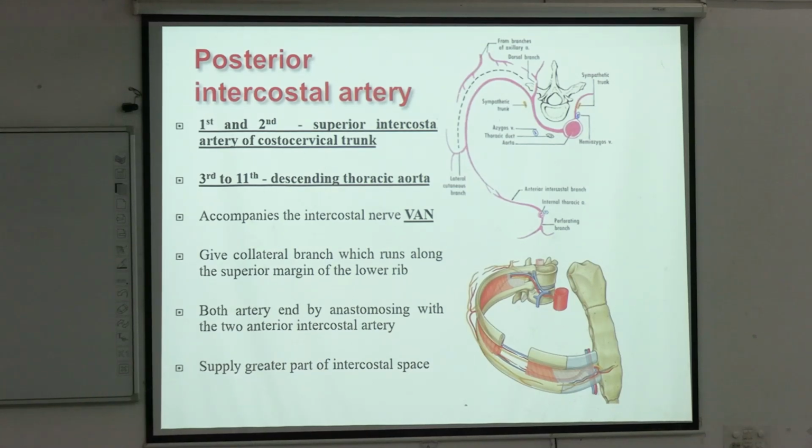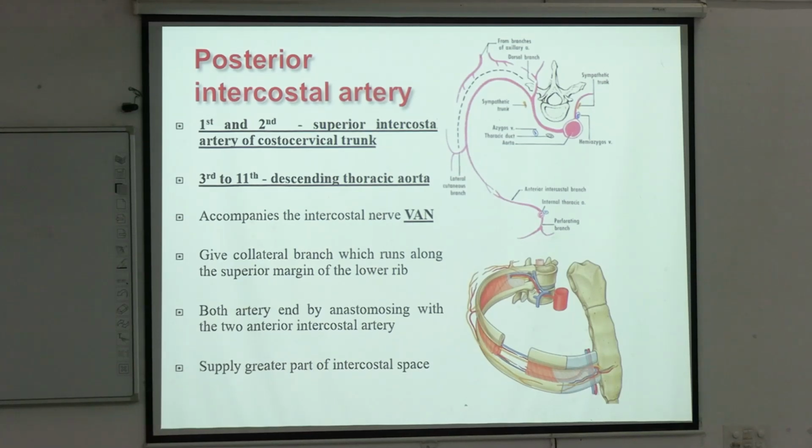Please do remember this one thing for the source of the posterior intercostal artery: the descending thoracic aorta, which is giving a branch to all the posterior intercostal arteries except 1 or 2, which we do not remember. So, the prime thing is you should remember the descending thoracic aorta sending the branches as posterior intercostal arteries. This 1 and 2, if you forget, no harm.